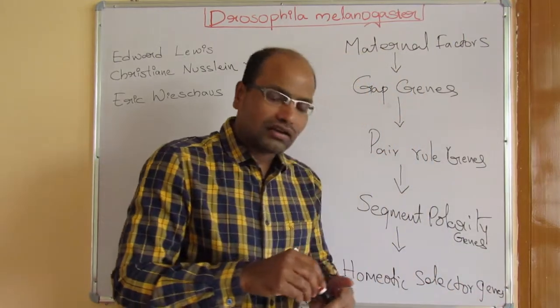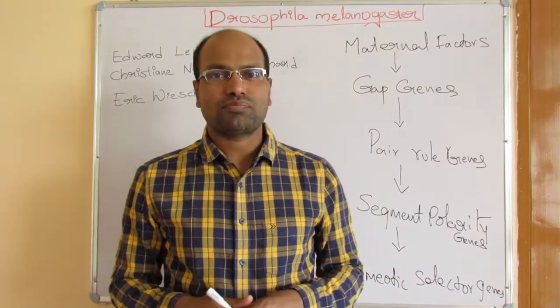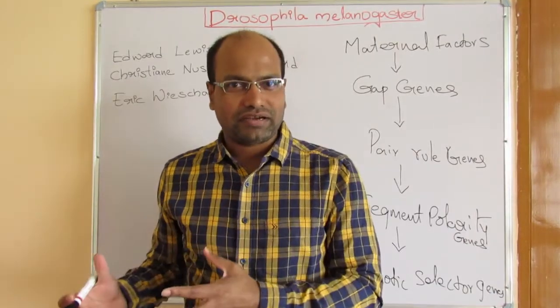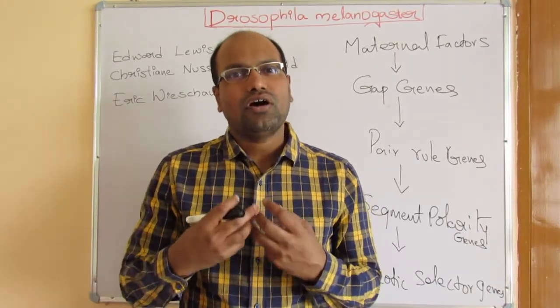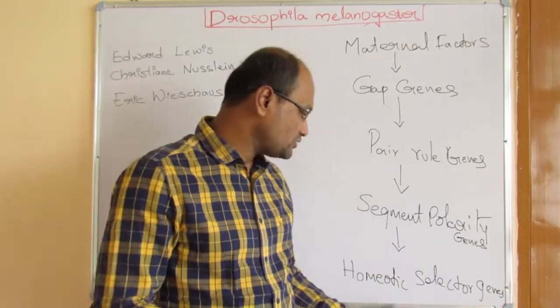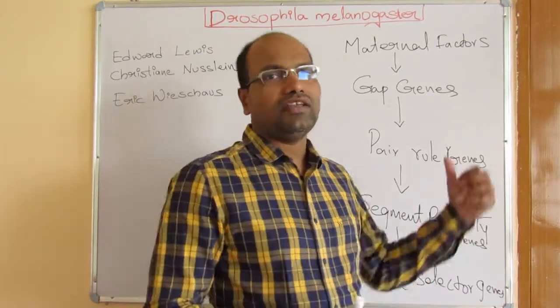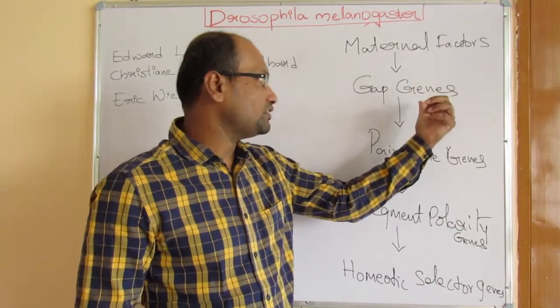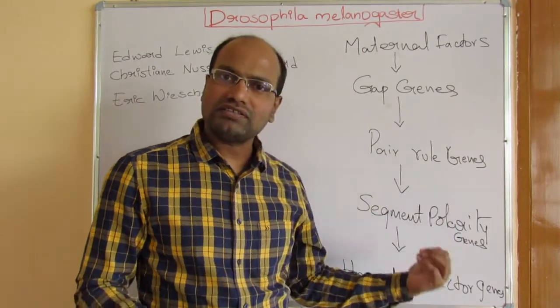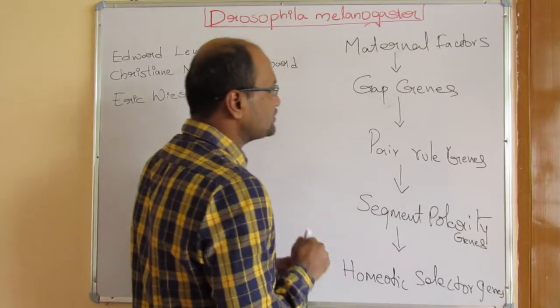Homeotic selector genes. These are very important for the organogenesis process. From each segment, whatever organs have to arise will be under the influence of these homeotic selector genes. Ultimately, all the genes which are present, gap genes, pair rule genes, and segment polarity genes, will be expressing these homeotic selector genes.